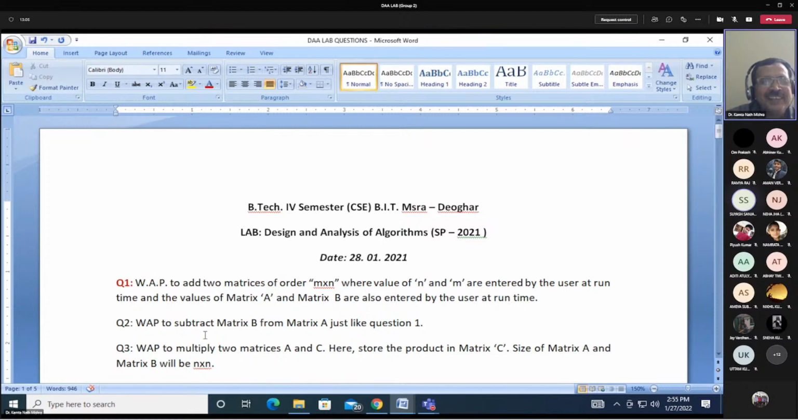पढ़िए ठीक से. Write a program to add two matrices of order m cross n, where value of n and m are entered by the user at runtime, and the values of matrix A and matrix B are also entered by the user at runtime. So just note down this question. Okay, sir. So this is question 3 for today. Whatever is question 1 visible here, this is question 3 for today. And whatever is question 2 visible here, this is question 4 for today.